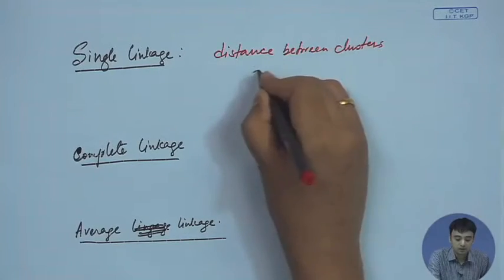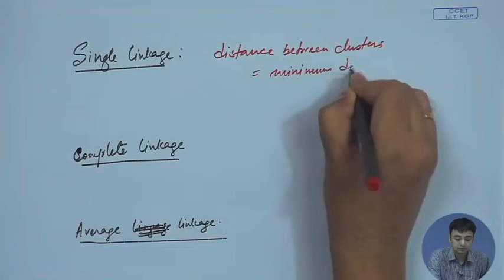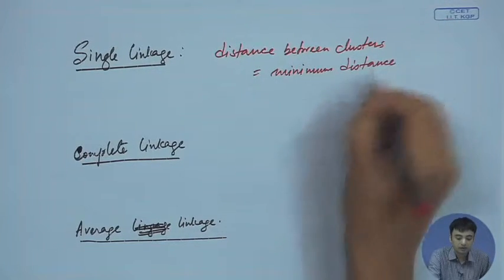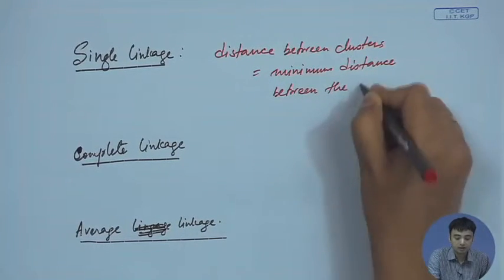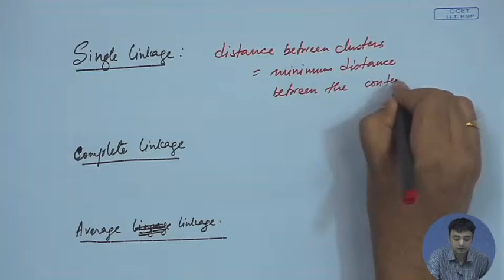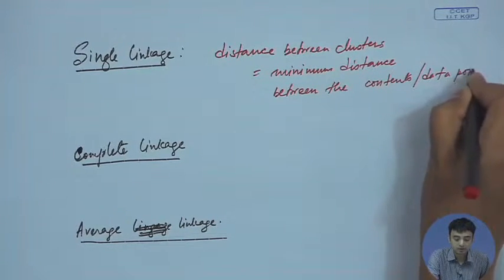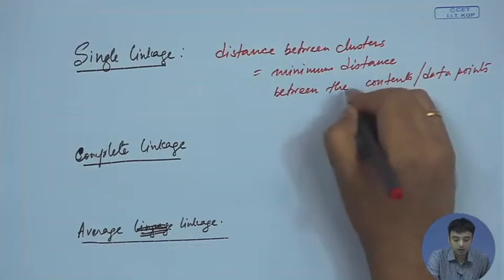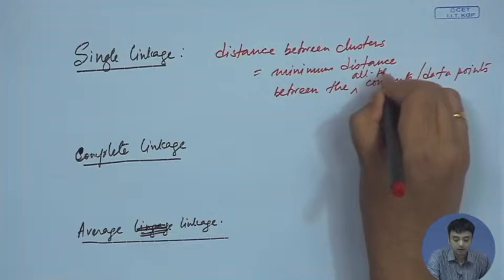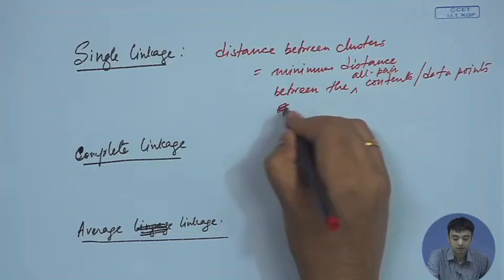This distance between clusters is equal to the minimum distance between the contents or the data points between all pairs of contents or data points across the two clusters.